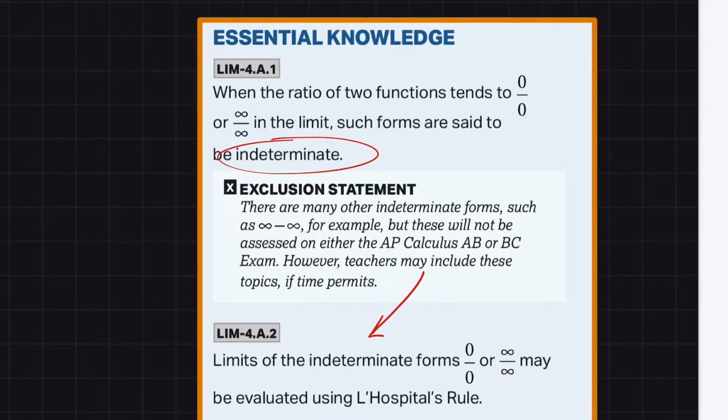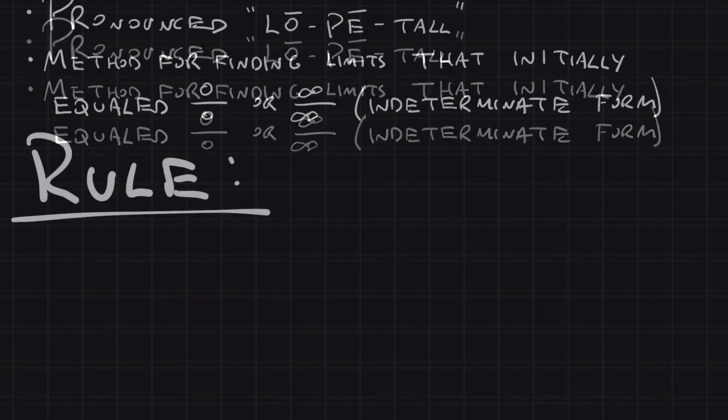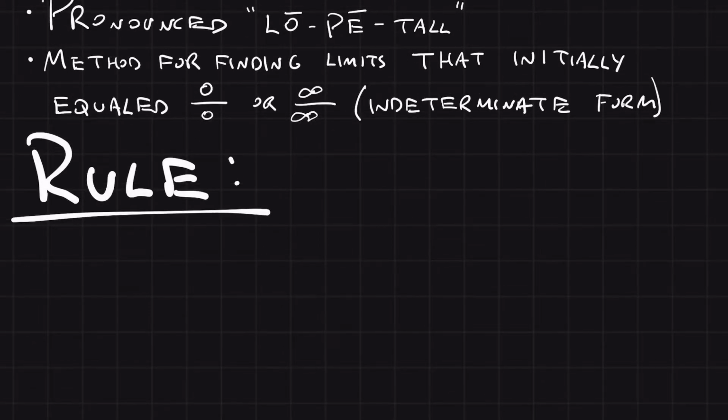The new stuff is down here. Limits of the indeterminate forms, 0 over 0 or infinity over infinity, may be evaluated using L'Hopital's rule. L'Hopital's rule is a method for finding limits that initially equal 0 over 0 or infinity over infinity. And here's how you would use L'Hopital's rule.